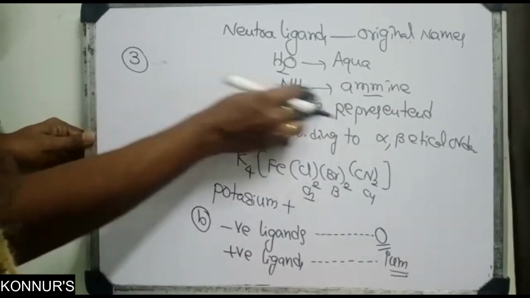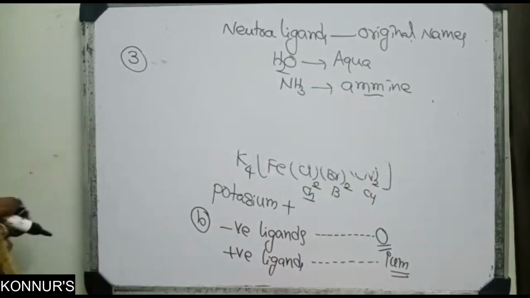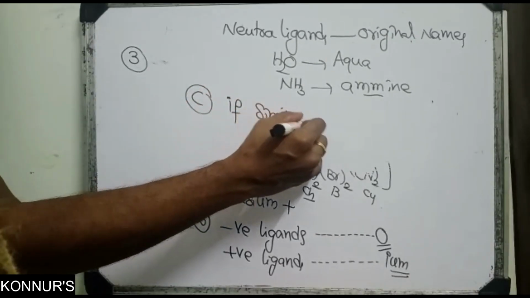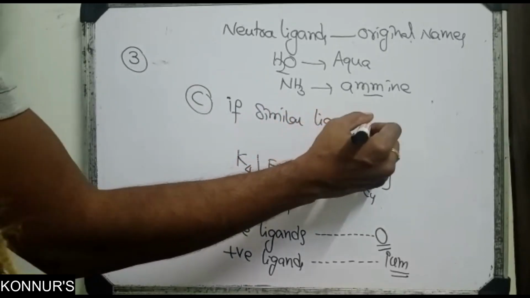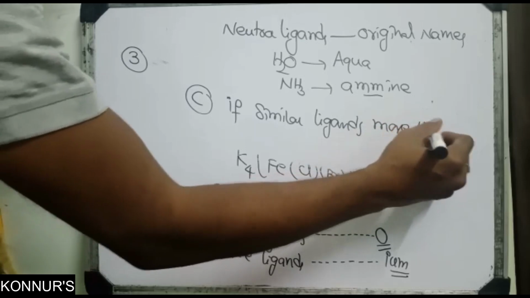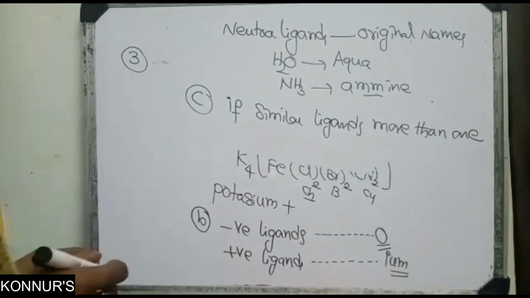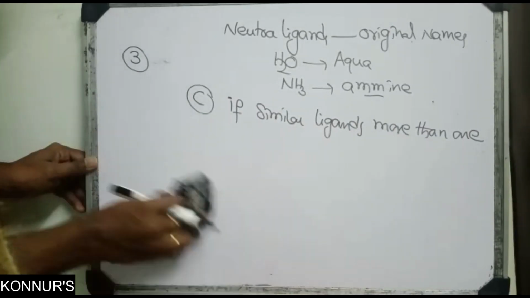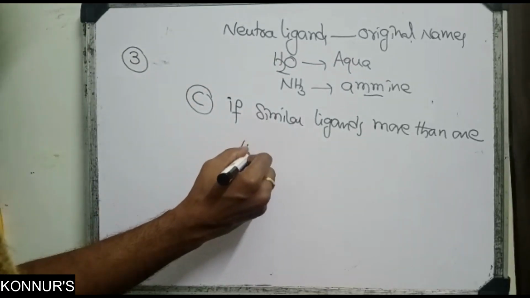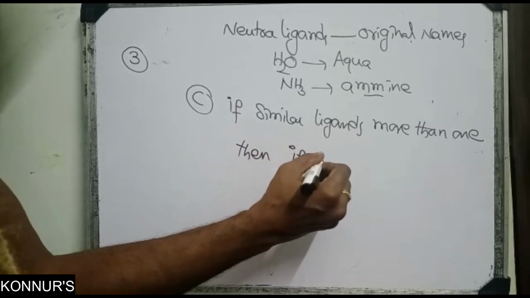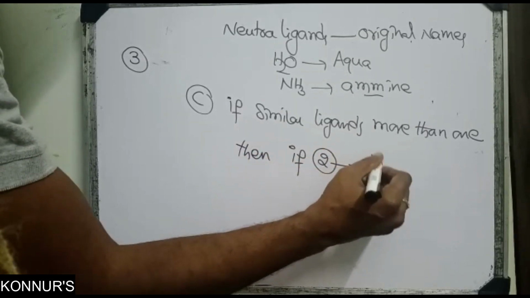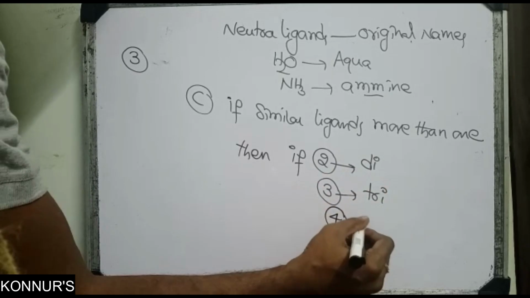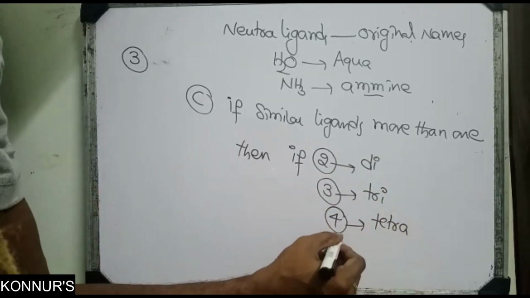Next, if similar ligands are observed more than one, if two similar ligands are there, you write di. If three similar ligands, you write tri. If four, you write tetra, and so on.